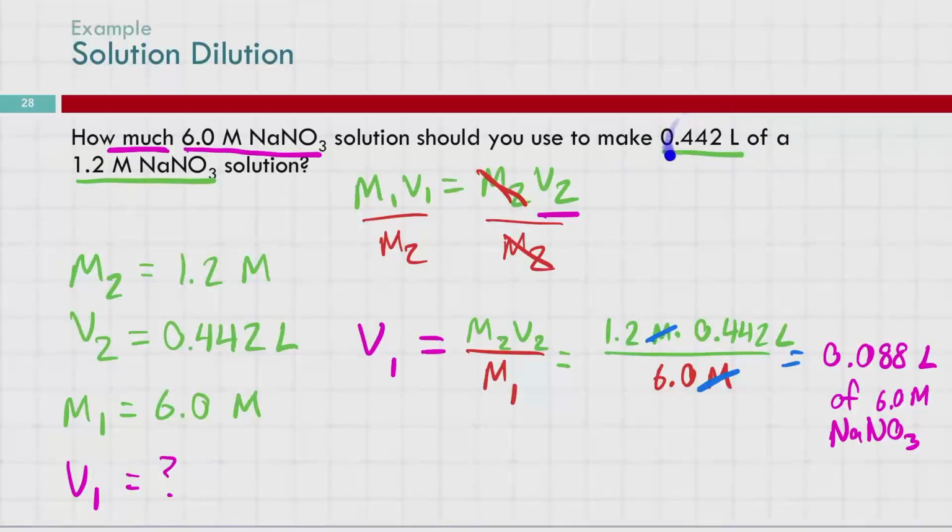So if we wanted to make this 0.442 liters of 1.2 molar sodium nitrate, we would take this 0.088 liters, or 88 milliliters, of our 6 molar solution, and we would dilute it up to a volume of 0.442 liters. And then boom, it's 1.2 molar. It's a relatively quick calculation, especially if you don't screw it up like I did. Questions about using our very fun, very cool, very handy dandy solution dilution?